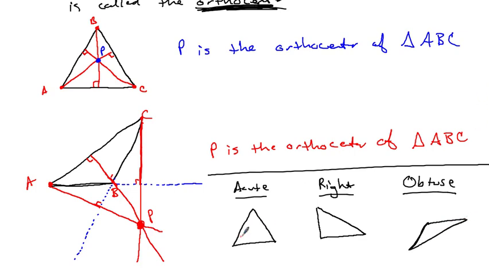All right, acute's easiest, okay? The acute is always inside the triangle. It's pretty easy. Bunch of little right angles, bunch of heights, everything's good. On a right triangle, not so bad. So we go from here to the opposite side, here to the opposite side, and since it was a right triangle, right, they all intersect right here. So that's our orthocenter.